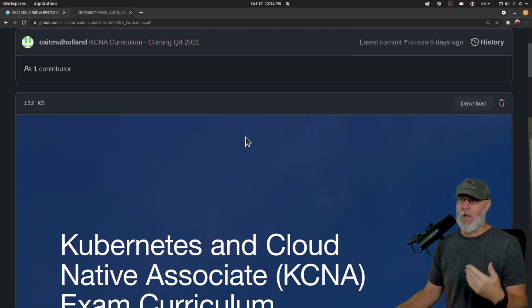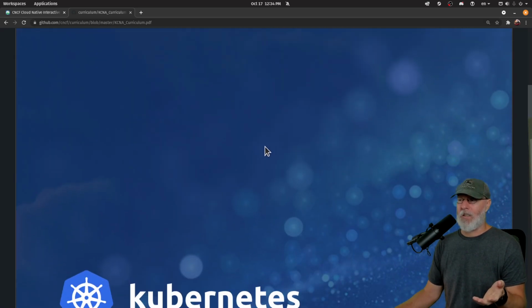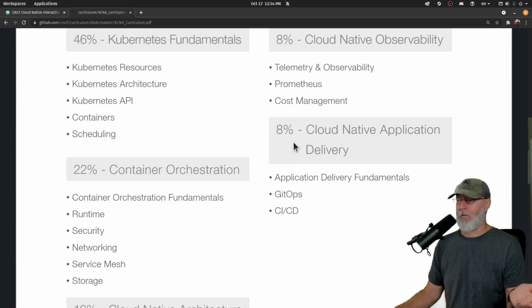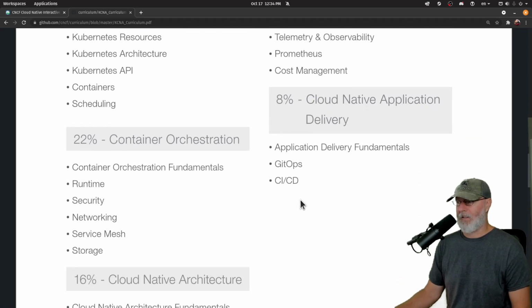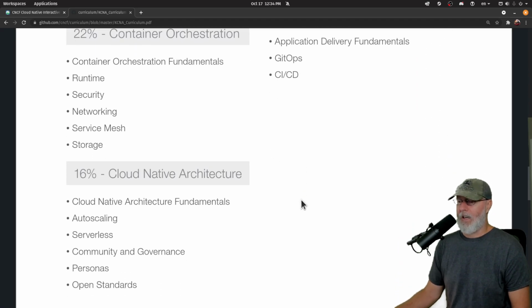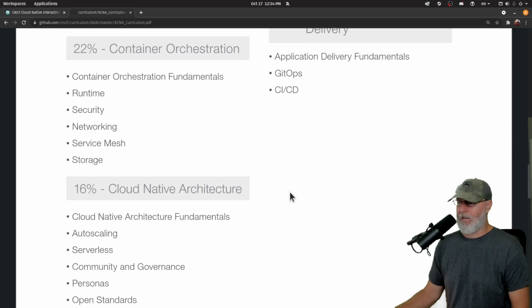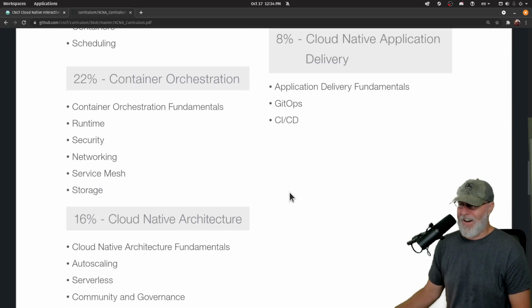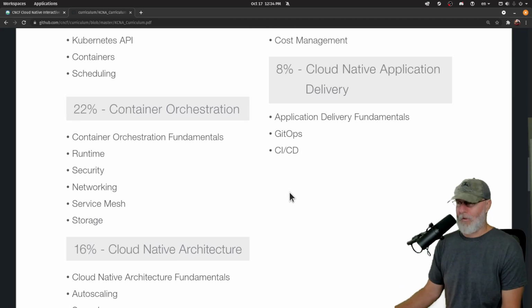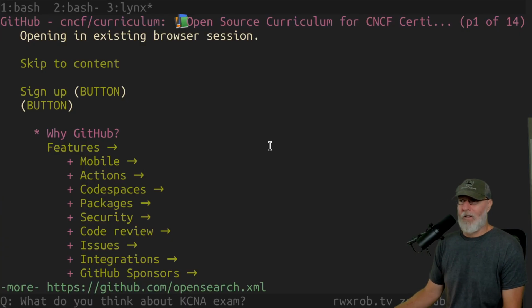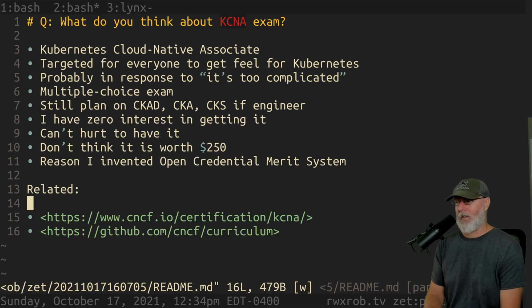But I'm telling you this because I want you to know where I'm coming from when I start attacking a 3-page summary of what's going to be on the KCNA, which is suspiciously like the certificate for the other thing. So I don't know what this means. I don't know what to tell you. I guess my opinion is I don't know. We don't have enough information yet.